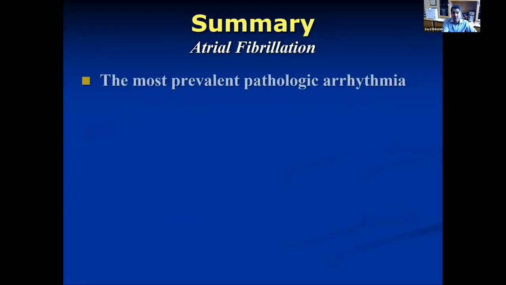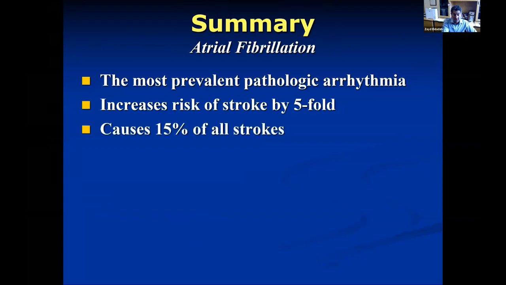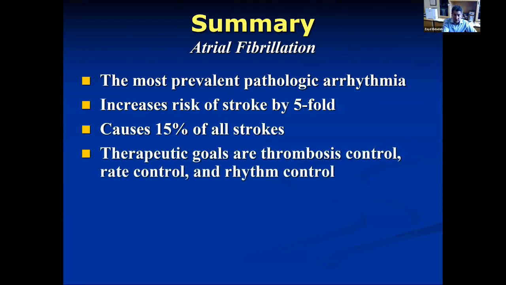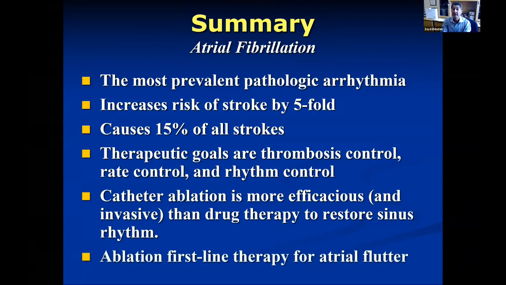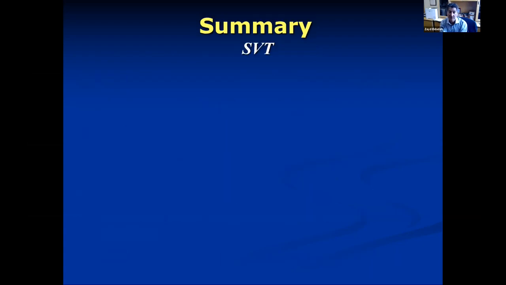So let's just summarize a few words here on atrial fibrillation, which we started talking about. It's the most prevalent pathologic supraventricular arrhythmia. It increases the risk of stroke by 5-fold, causes 15% of all strokes, and our therapeutic goals are first and foremost thrombosis control to eliminate the risk of stroke, rate control followed by rhythm control. Catheter ablation for AFib is more efficacious, but it is a little more invasive than drug therapy to restore sinus rhythm. And ablation is first-line therapy for atrial flutter. Atrial flutter we speak of also in conjunction with AFib because it's kind of like a cousin of AFib. It's an organized single-circuit cousin to the chaotic multi-circuit atrial fibrillation.